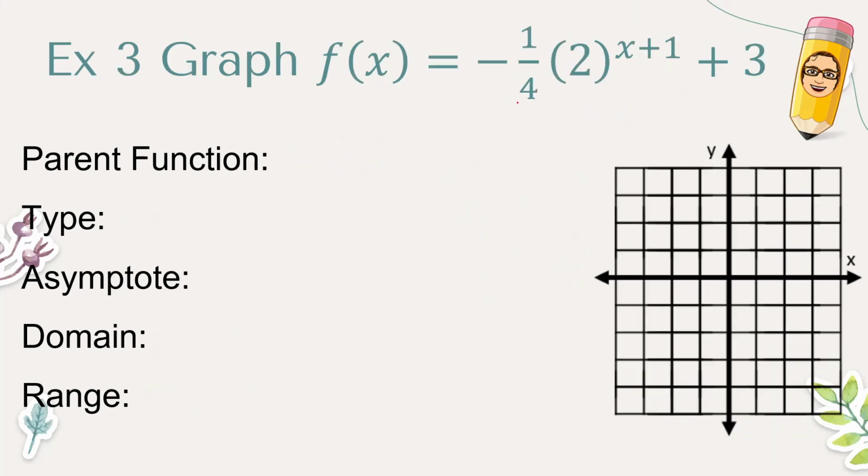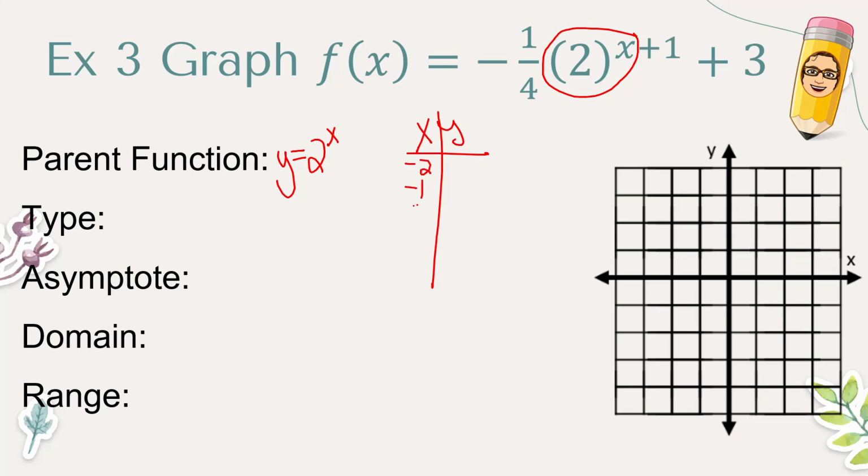Now, let's try the worst kind of problem that could show up. Let's find our parent function. Now notice we don't want that plus 1 right here. It's just 2 to the x. So we're going to take that plus 1. That's going to be a transformation that we're going to be looking at.